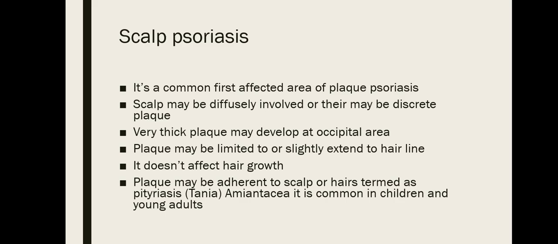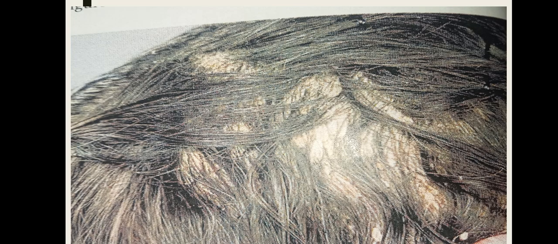This condition is termed psoriasis amiantacea. It is common in children and young adults. This is the first clinical picture of scalp psoriasis. It is commonly termed psoriasis amiantacea. Scalp hair in psoriasis amiantacea looks just like tinea capitis. The plaque in this case is adherent to the scalp and hairs.